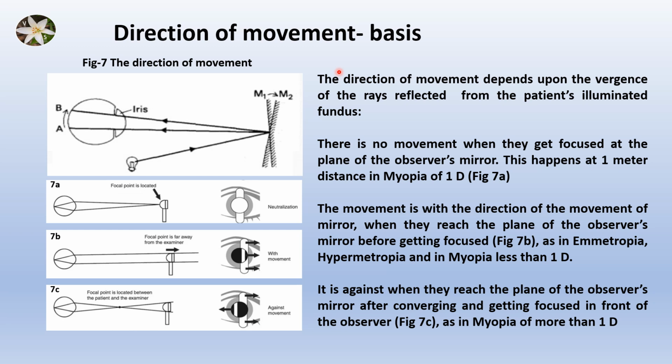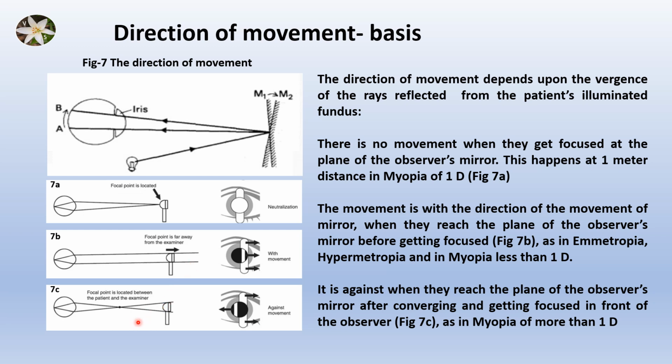The direction of movement depends upon the vergence of the rays reflected from the patient's illuminated fundus. If they focus at the plane of the mirror, then there is no movement. If they do not converge before reaching the mirror but would go behind if allowed to go, so that means they have not focused in between, then the movement is in the same direction as that of the mirror, and this happens in emmetropia, hypermetropia, and myopia of less than 1 diopter.